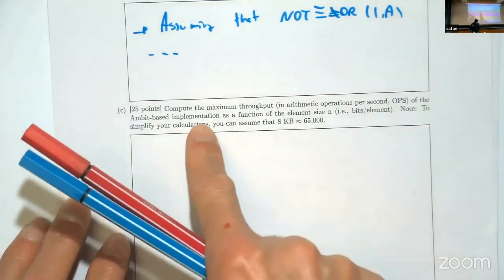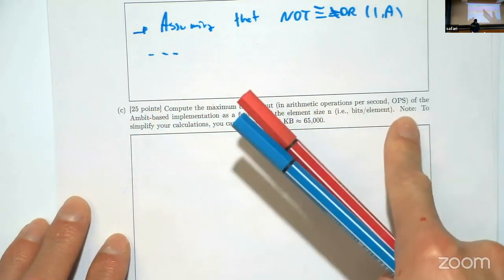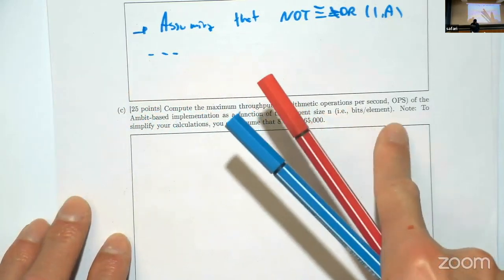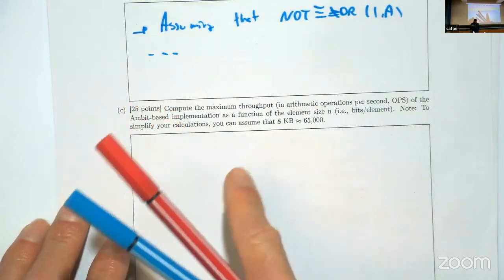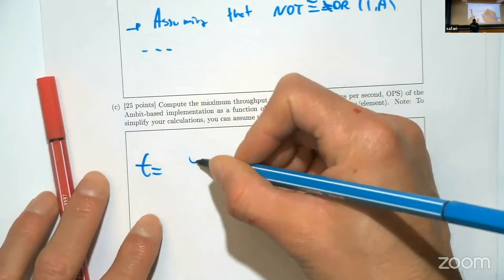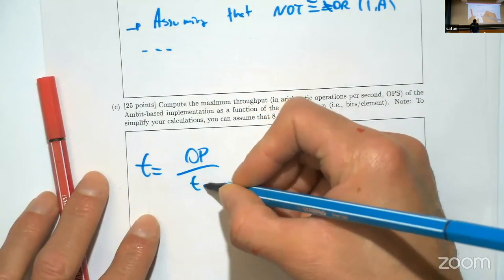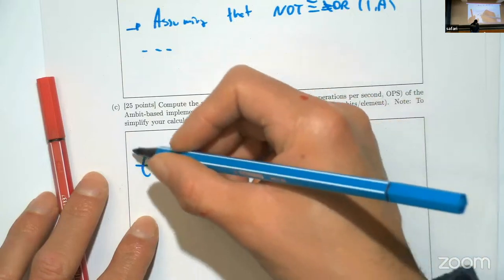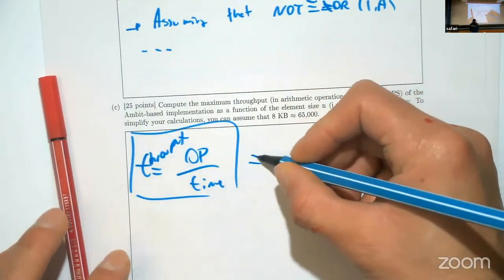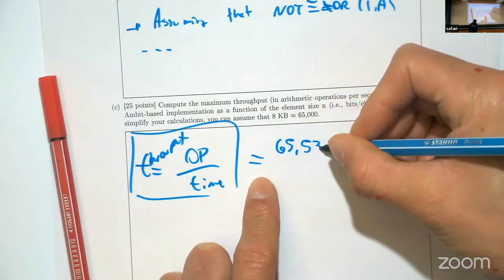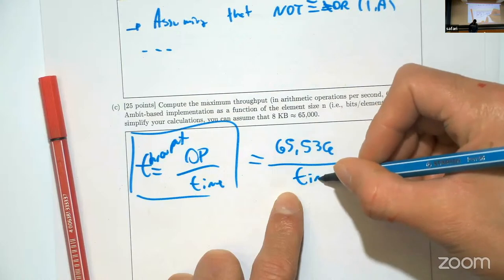Compute the maximum throughput in terms of arithmetic operations per second of the Ambit implementation as a function of the element size n, bits per element. To simplify your calculation, you can assume 8 kilobytes, 65,000. Throughput is always the number of operations that you do divided by time. The number of operations is fixed: it is the number of columns that you have in a row, which is 65,536. Now you need to figure out the time this is going to take.